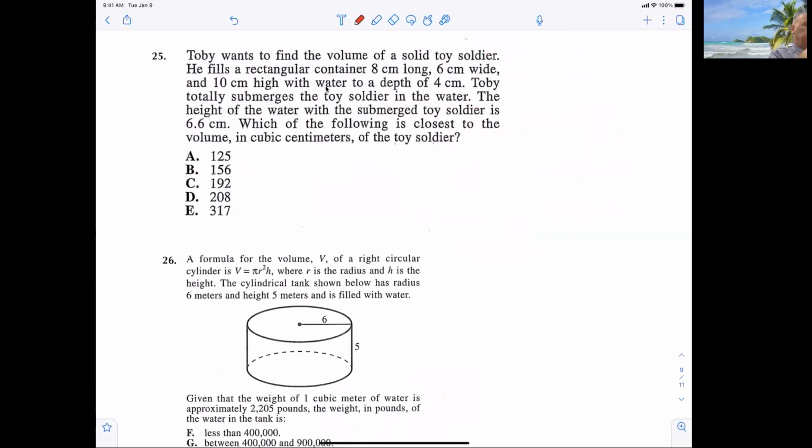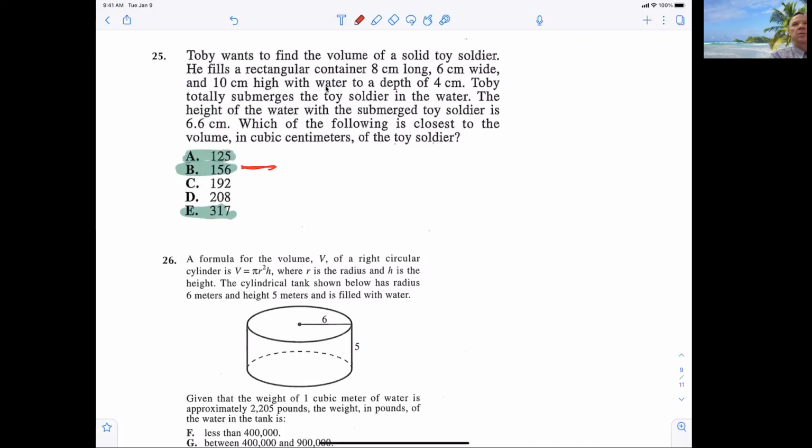Toby wants to find the volume of a solid toy soldier. He fills a rectangular container 8 centimeters by 6 centimeters by 10 centimeters with a depth of 4. So what is the answer? Somebody's confidently saying E. I got A, I got a B. I got B. So I have several B's here.